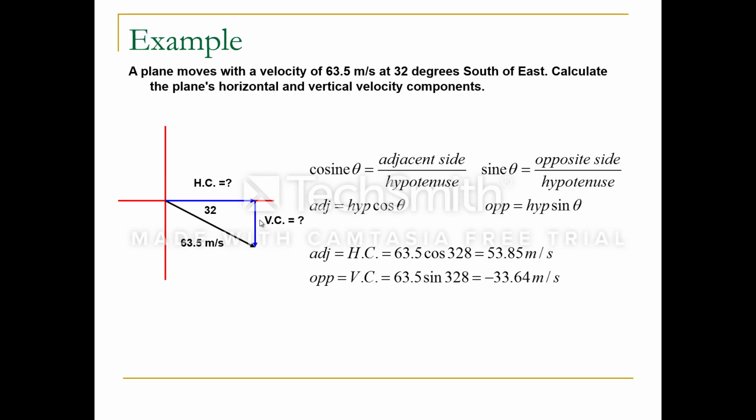I used the true angle when I did my horizontal and vertical components. If you look at this angle, how many degrees are you from 0? Remember, all the way around is 360. So I did 360 minus 32 and got 328. If you wanted to leave it as 32 and do 63.5 cosine 32 and 63.5 sine of 32, both of your answers would come out being positive.